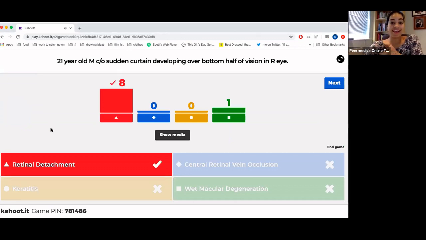So this is the more characteristic depiction of retinal detachment. Again, this was an exam question. It's that sudden curtain. So it's sudden, it's painless, and it's developing over half of their visual field. Wet macular degeneration, whilst it is an acute picture, they're a bit too young for it. They've not mentioned any risk factors. And macular degeneration should be central with peripheral vision preserved, whereas this suggests the bottom half, so including the peripheries.